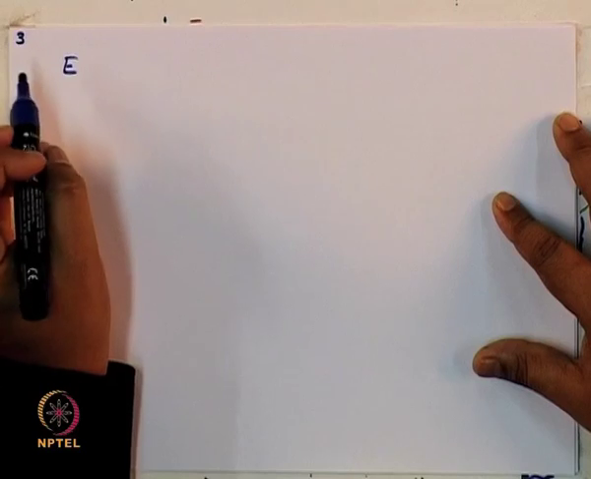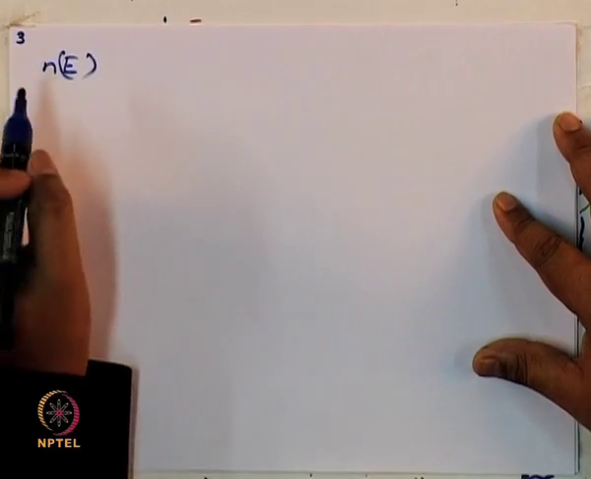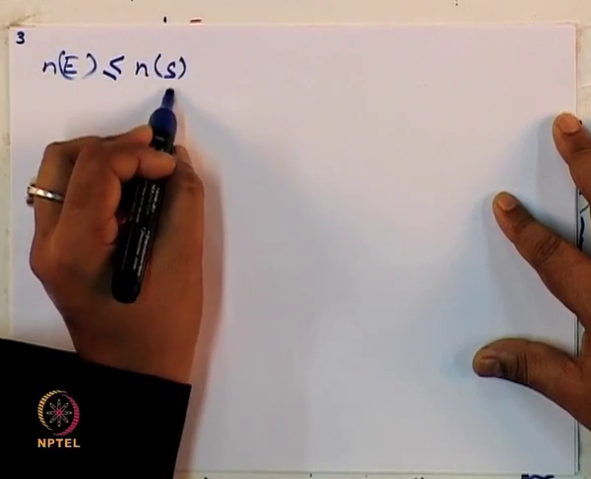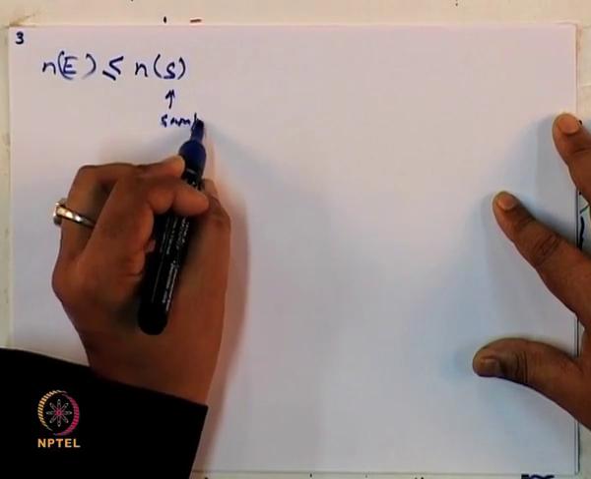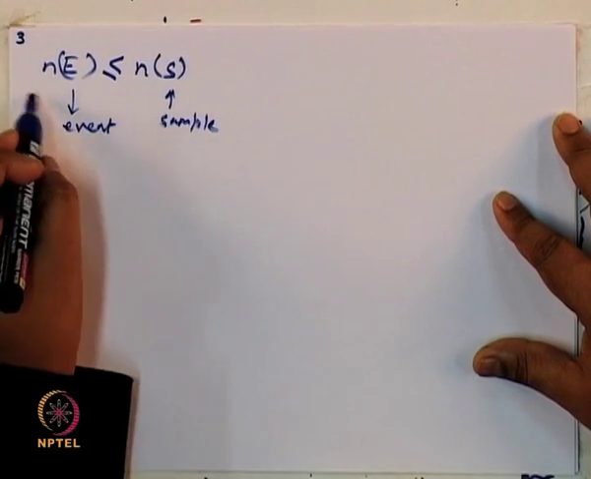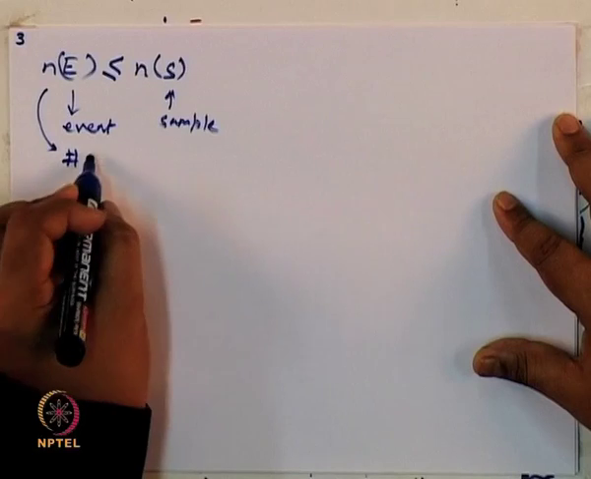So, in the general case for any event E, the number of possibilities of E is less than or equal to the number of possibilities in the sample space S. So, this is my sample space, and this is my event. So, n is the number of possibilities.